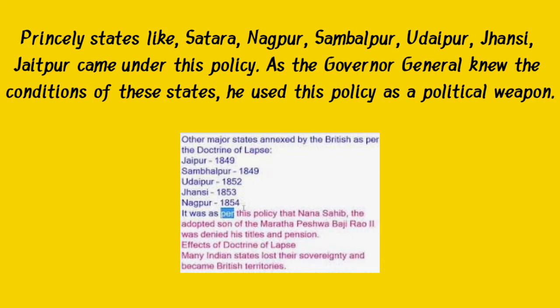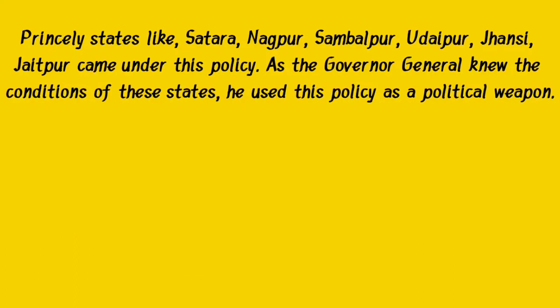Lord Dalhousie's policy was that a king who doesn't have male children was not supposed to adopt children, and even if they adopted children, they don't have any right to ascend the throne. So what did Dalhousie's policy say? If any Indian ruler died childless or adopted his children, they don't have any right over the throne. So such states were merged with the British Empire.